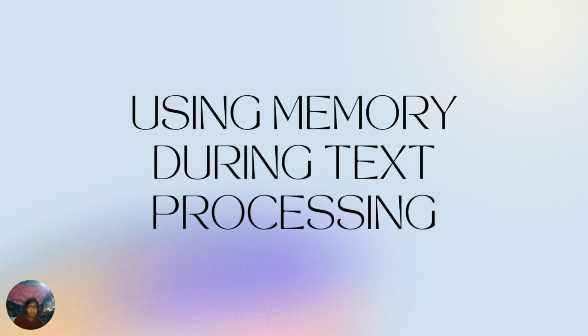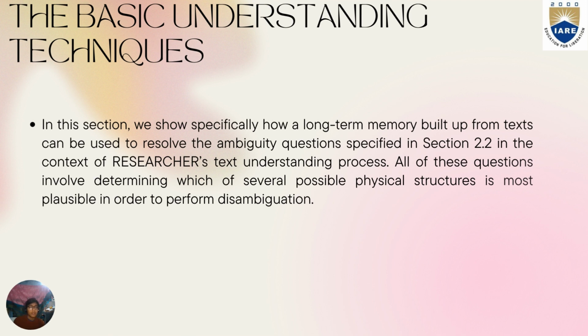Now, using memory during text processing, how it is being used. In this section, we show specifically how a long-term memory built up from text can be used to resolve the ambiguity questions specified in section 2.2. In the context of the researcher text understanding process, all of these questions involve determining which of several possible physical structures is most plausible in order to perform disambiguation.